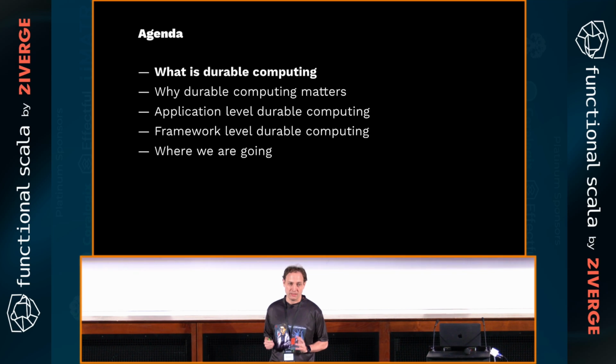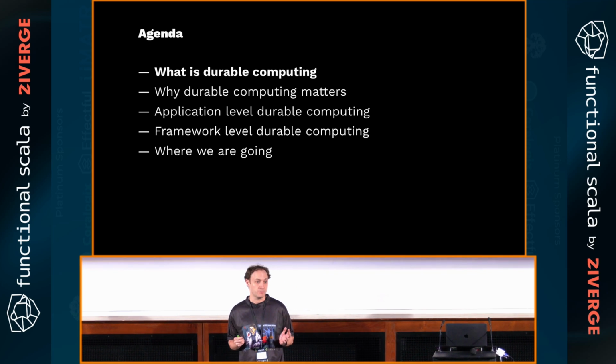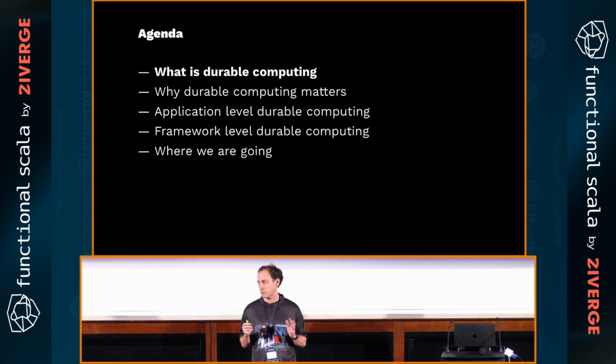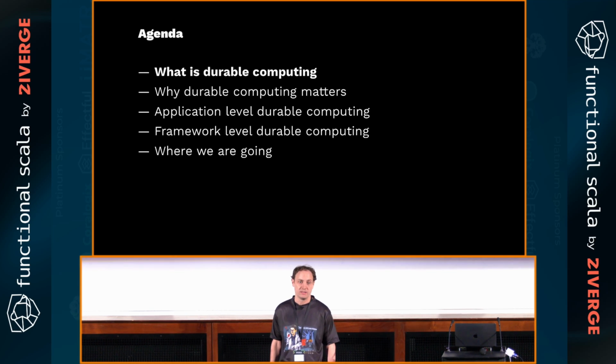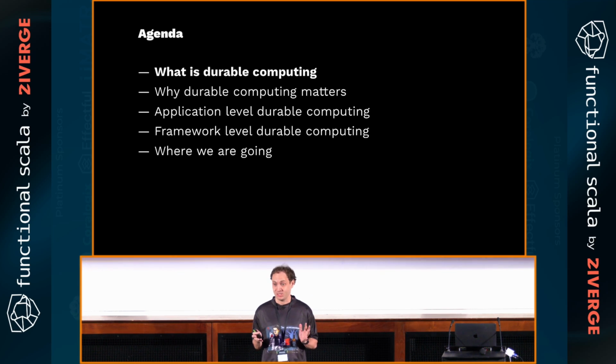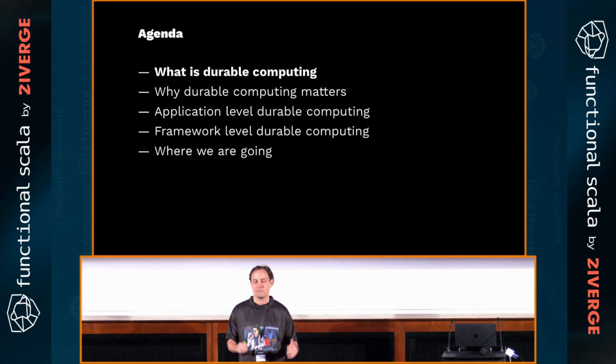So what I want to do today is start by talking to you about just what is durable computing? What are we talking about when we talk about this problem? Then I want to talk about why we should care about that problem, why this actually matters to us. And then we're going to look at different solutions to that problem. First at the application level, then at the framework level, and then spend some time thinking about what the future could look like for really solving this problem in the nicest way possible.